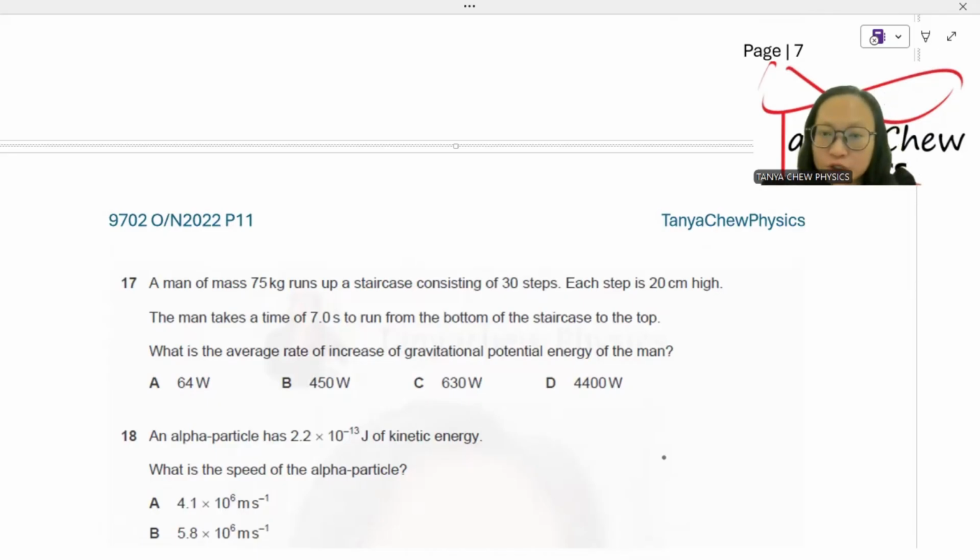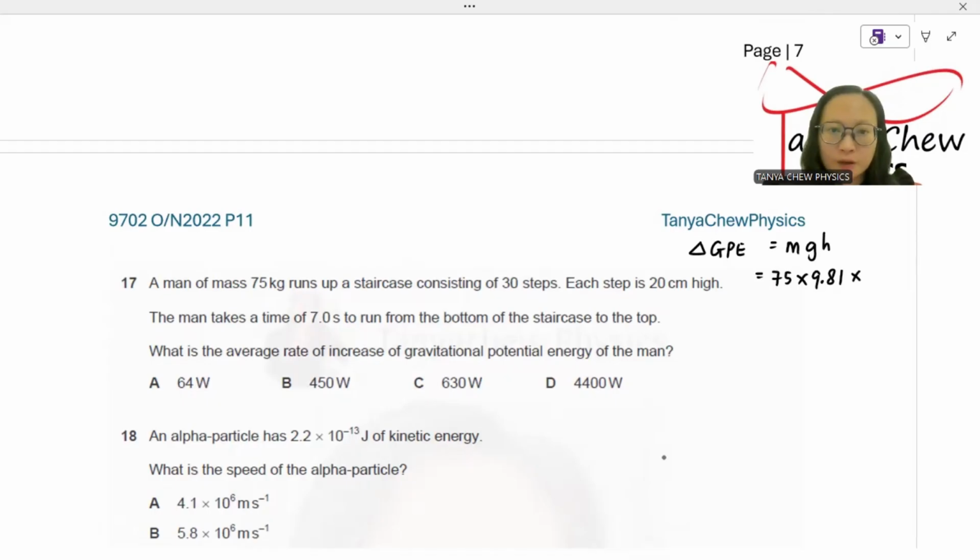So I find the change in gravitational potential energy first, or the increase in the GPE of the man, which is equal to mgh. The mass of the man is 75, g is 9.81, and 30 steps, each step is 20 cm. This is in cm, you have to change it to meters because gravitational potential energy must be measured in joules. That also means that h must be in meters. So 20 divided by 100 is 0.2 meter.